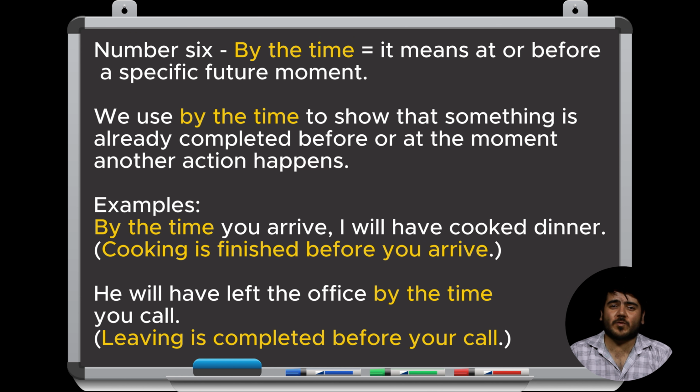Number 6, by the time. It means at or before a specific future moment. We use by the time to show that something is already completed before or at the moment another action happens. Examples: By the time you arrive, I'll have cooked dinner. It means cooking is finished before you arrive. He'll have left the office by the time you call. Leaving is completed before your call.